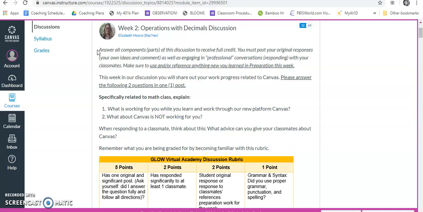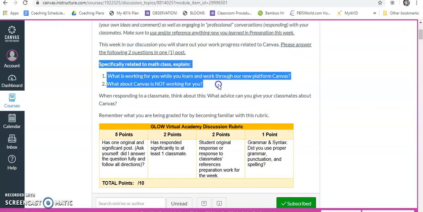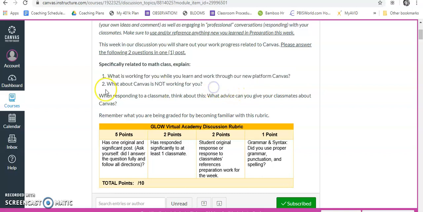This week in our discussion, you will share out your work progress related to Canvas. Please answer the following 2 questions in one post. So that's super important: we have 2 questions to answer, but we are going to only answer them in one post. We're going to answer them together. Here's our question. Specifically related to math class, explain what is working for you while you learn and work through our new platform Canvas. And number 2, what about Canvas is not working for you? I'm going to start thinking about what I want to write there.